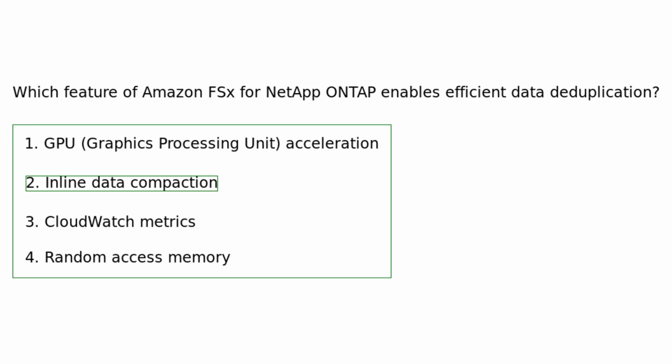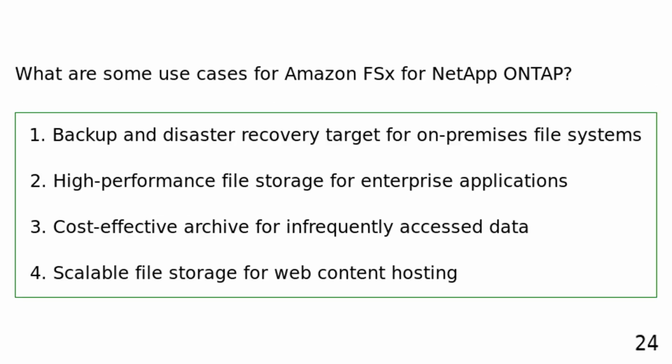Amazon FSx for NetApp ONTAP uses inline data compaction for efficient data deduplication. What are some use cases for Amazon FSx for NetApp ONTAP? Backup and disaster recovery target for on-premises file systems. High-performance file storage for enterprise applications. Cost-effective archive for infrequently accessed data. Scalable file storage for web content hosting.